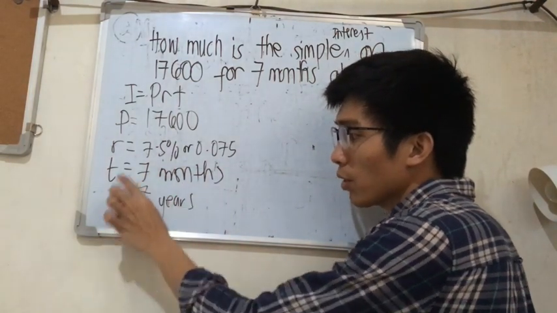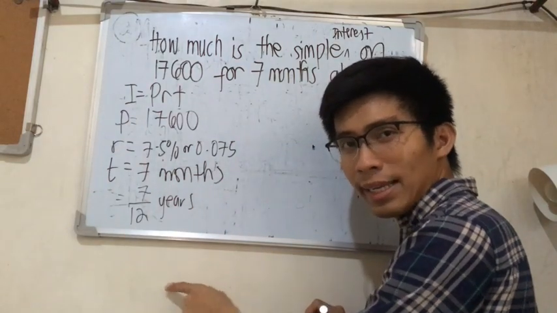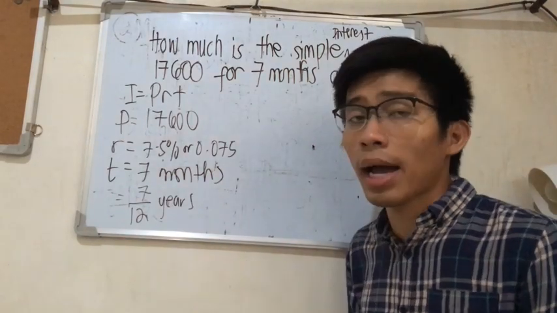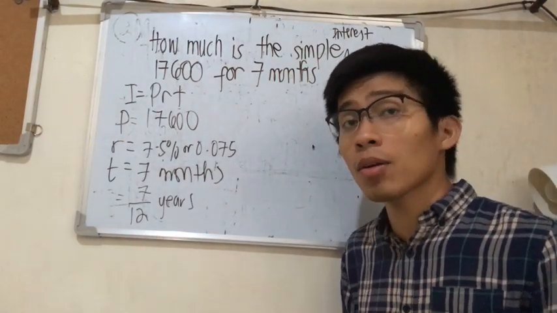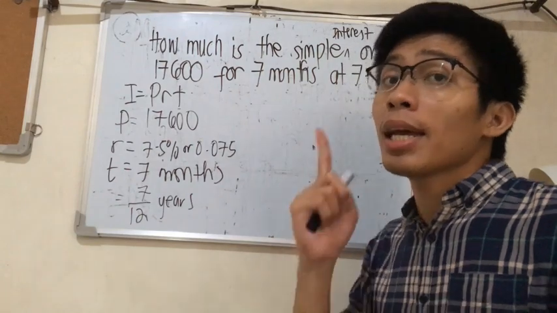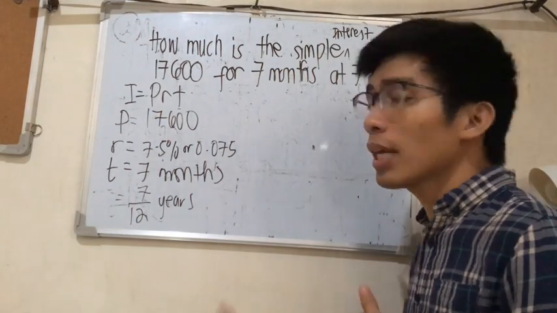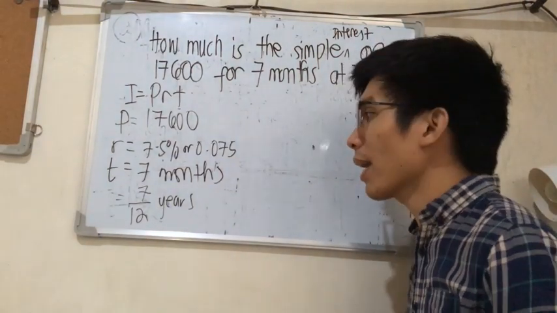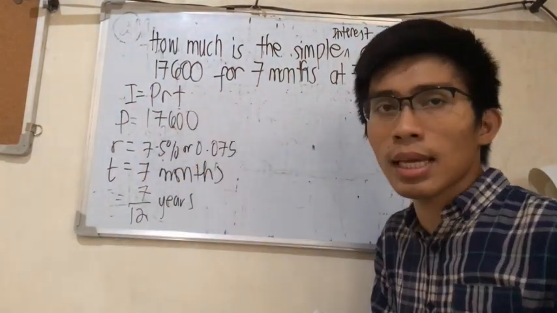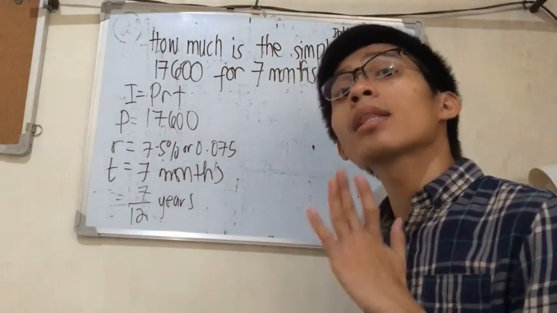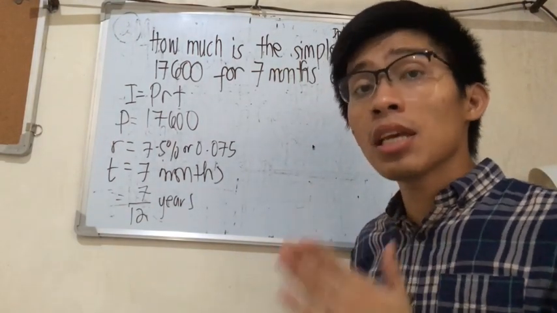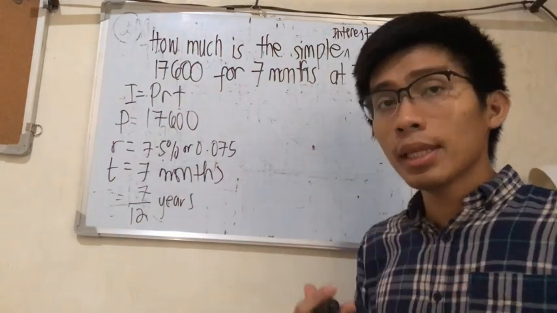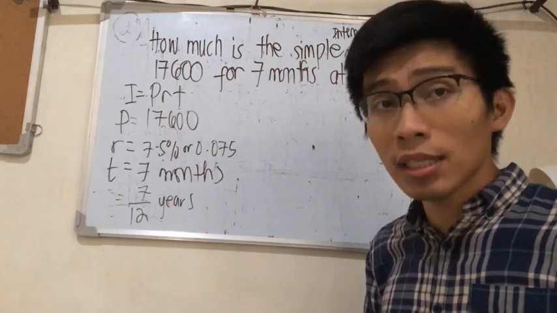So meaning, we are going to use this one. Okay? Again, if the given is in months, you have to divide it by 12. Why 12? Simply because we have 12 months in 1 year. That's how we deal with problems involving months as a time. Again, do not substitute it directly to your t, because the formula assumes that the value you input is in years already. Okay? So after converting everything, you are now ready in solving the simple interest amount.